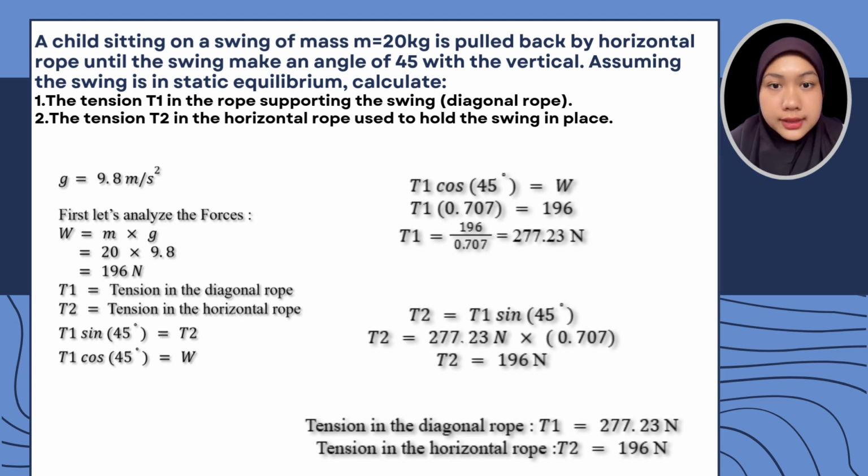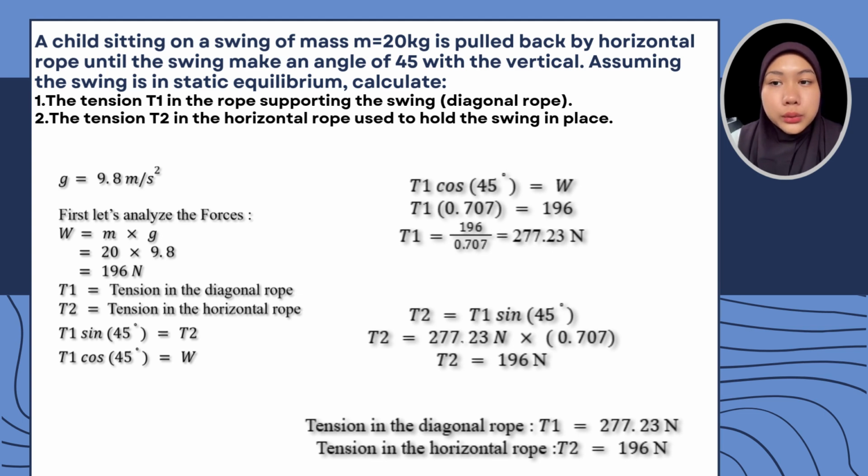So first, let's find T1. T1 cos 45 degrees equals weight. T1 multiplied by 0.707 equals 196, and T1 we got 277.23 Newtons. So now we already got T1 and let's find T2.